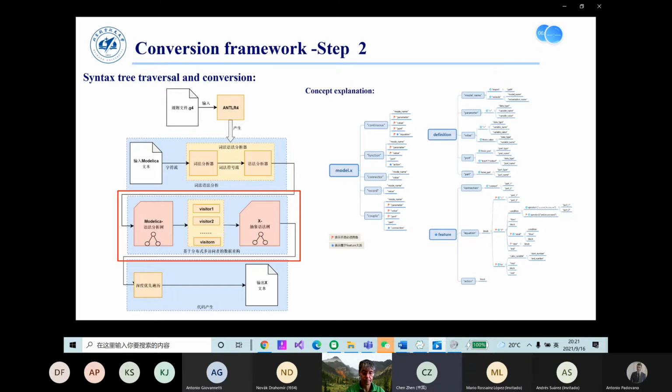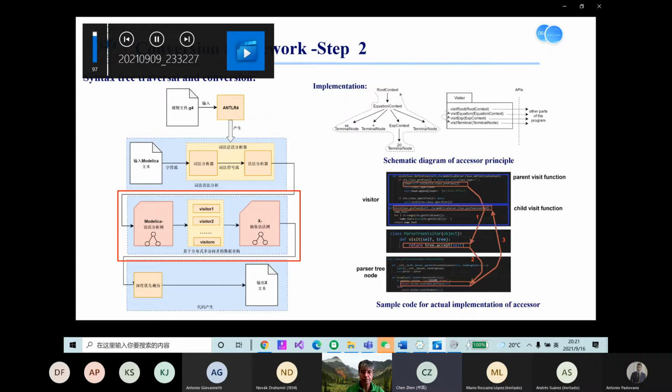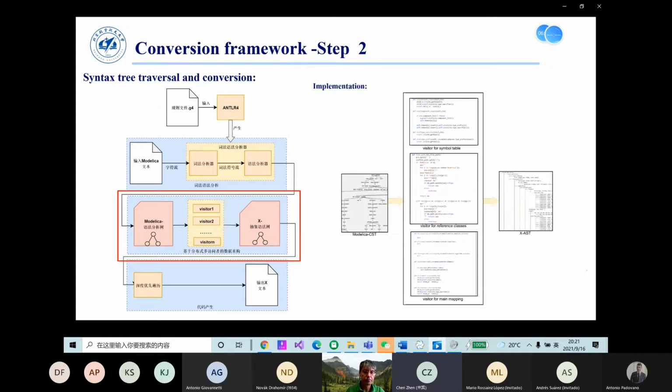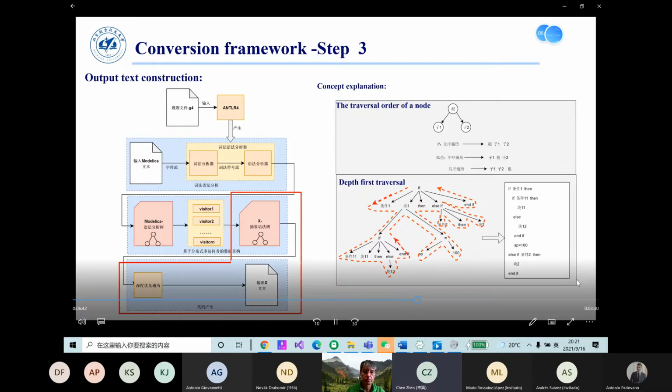This is the abstract syntax tree, and this is the detailed code. And this is the second step, to transform the syntax tree like this into an abstract syntax tree of the output language, like this.